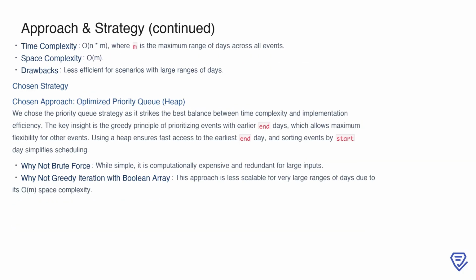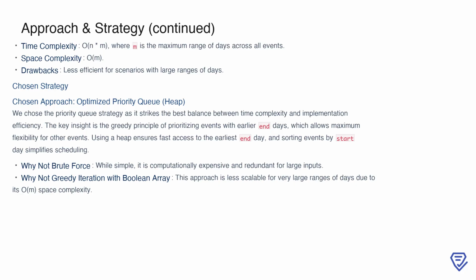The alternative greedy iteration approach, while straightforward, has some limitations. Specifically, its time complexity is O(n * m), where m is the maximum range of days across all events, and its space complexity is O(m), due to the Boolean array used for tracking attended days. This makes it less efficient, particularly in scenarios where the range of days is very large.